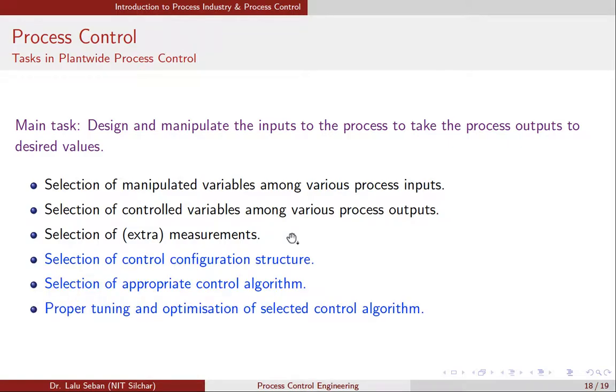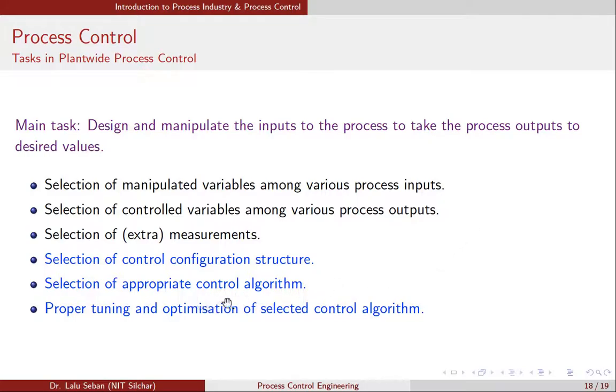Then the control configuration structure. Once we choose the inputs and outputs, how do we pair these inputs and outputs? In other words, whether we will be using a single controller to manipulate all the inputs at the same time, or whether we are using multiple controllers to control each and every input. In that case, which input needs to be paired with which output.